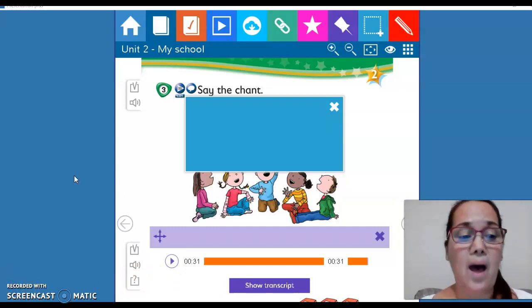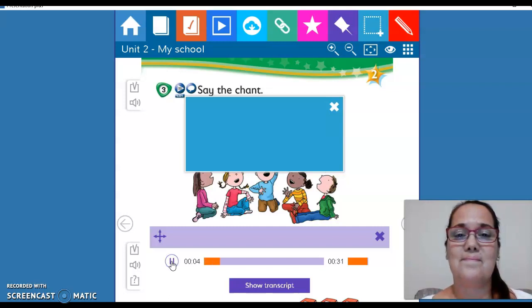Okay, now without the pictures, okay? Now you are going to listen again and say the chant. No pictures. Ready, go. Pupil's Book, page 11. 3. Say the chant.